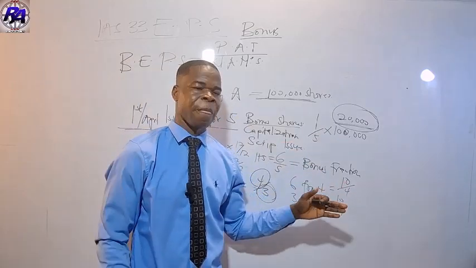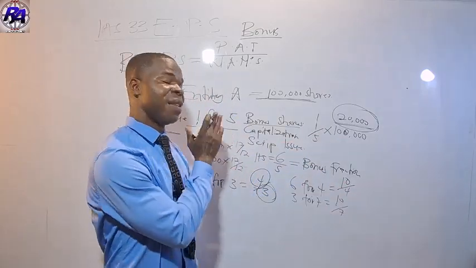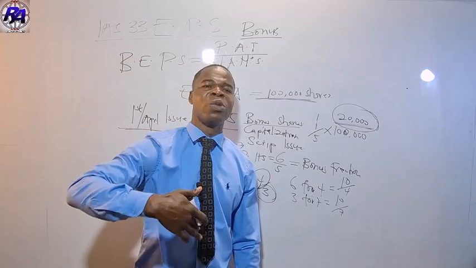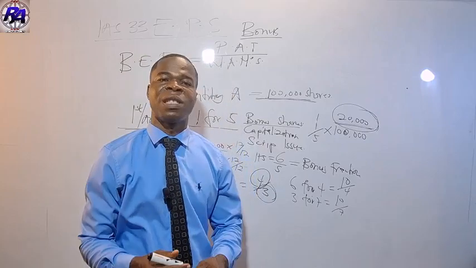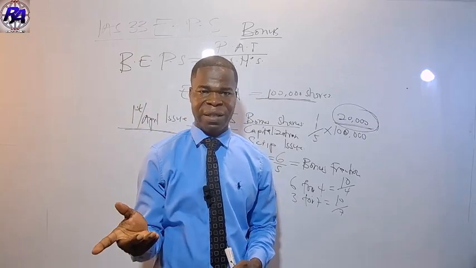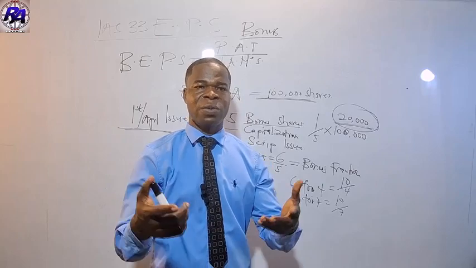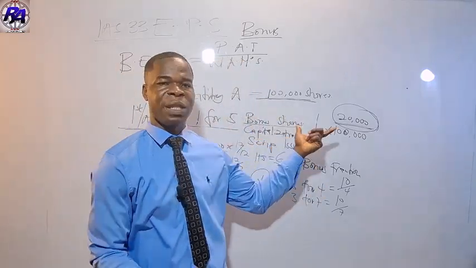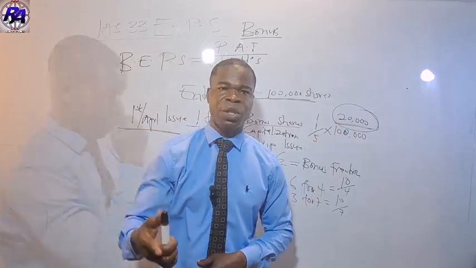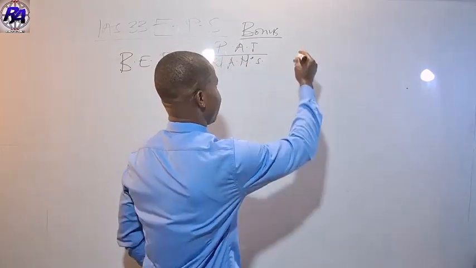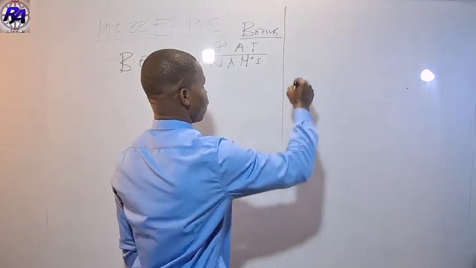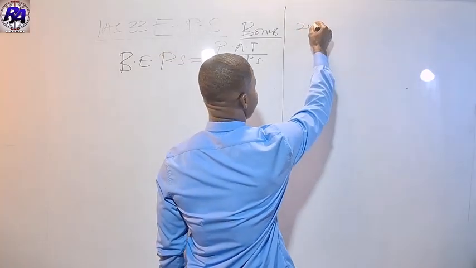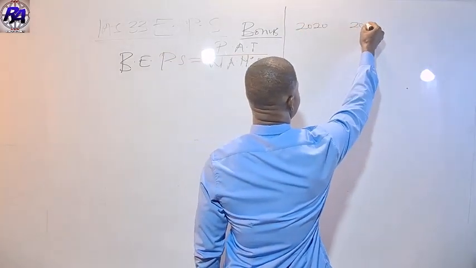We will need it. This is how to determine the bonus fraction in these circumstances, because when we go to the rights issue, how to determine the bonus fraction will be different. So in a moment, we are going to take some examples on how to determine basic earnings per share when there's a bonus issue.